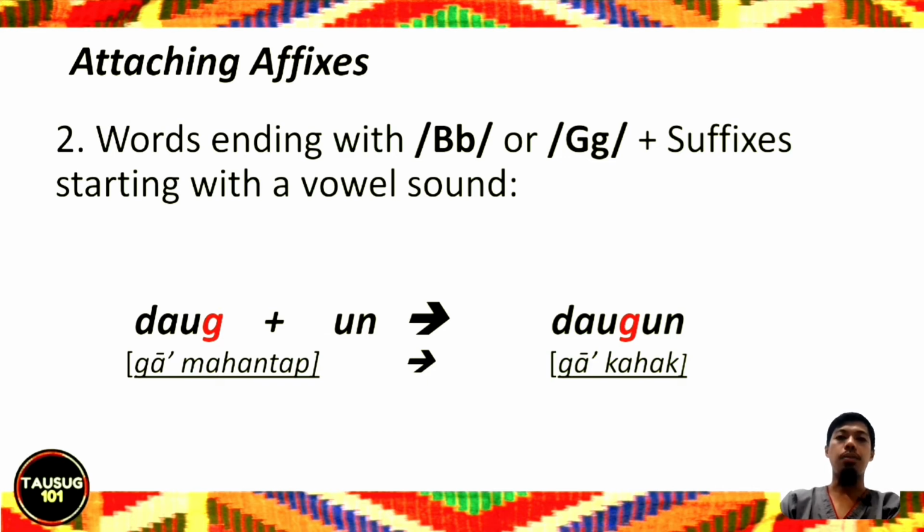It assumes the ga mahantap because it is at the end of the word. But when we attach the suffix un, which starts with a vowel sound, it now sounds like daugun. We now pronounce this as daugun. The ga here now assumes the ga kahak sound because it is now in between two vowel sounds. Daugun, and not daugun. Okay.